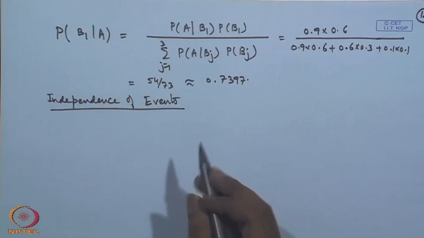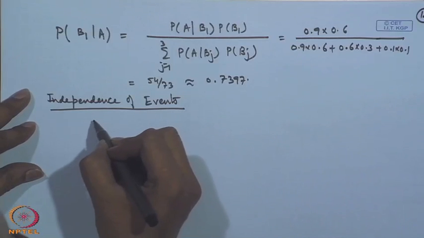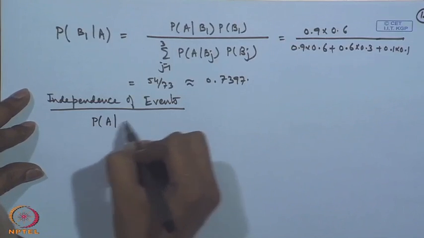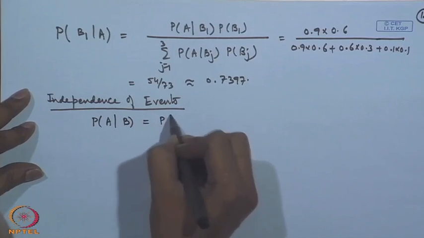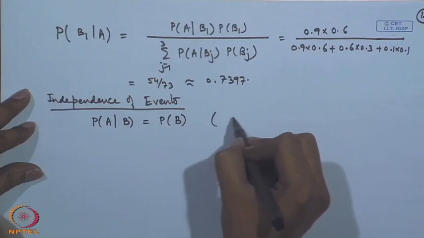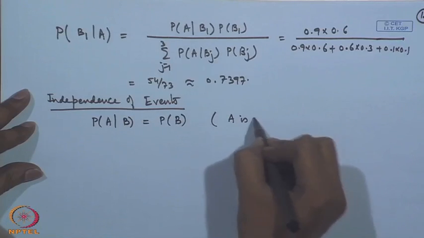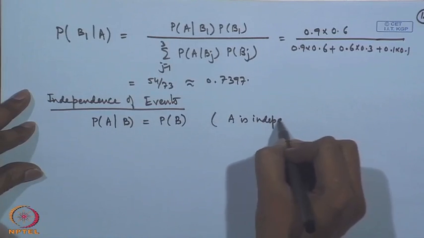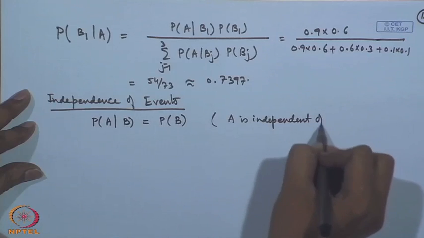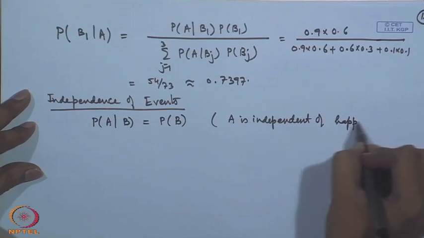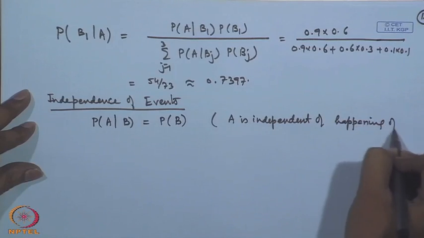So, as you can see here, we are considering that if the event B has no effect on the happening of A, then A and B will be independent, or you can say A will be independent of B. So, we can write like this: probability of A given B is equal to probability of A. Then we will say that A is independent of the happening of B.